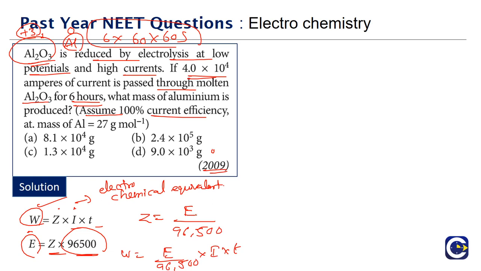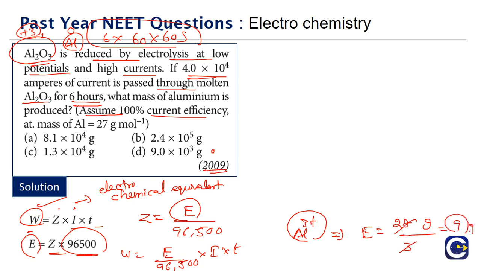Okay, so here E is what? Equivalent weight. Aluminum, what is the charge of aluminum? +3, right? So the valency is what? 3. So equivalent weight is equal to the atomic weight of aluminum, 27, by the valency 3, which means 9. What is the equivalent weight of aluminum here? 9. So by substituting this, what will we have?